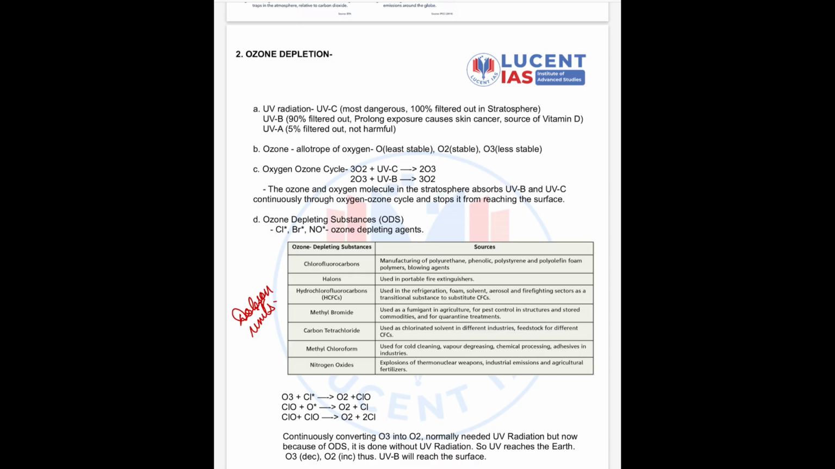We have three kinds of UV: UVC, UVB and UVA. UVC is the most dangerous and 100% is filtered out in the stratosphere. Then UVB, 90% is filtered out. Prolonged exposure may cause skin cancer, and UVB is also a source of vitamin D. And UVA is not harmful, only 5% is filtered out.